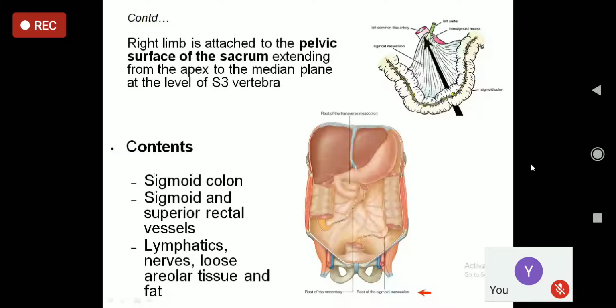And the contents of the sigmoid mesocolon are the S-shaped sigmoid colon here, and the sigmoid and superior rectal vessels which supply the sigmoid colon, lymphatics, nerves, loose areolar tissue, and fat, as in the other folds of the peritoneum. So that is the sigmoid mesocolon.